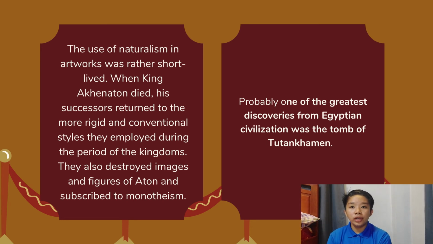So probably one of the greatest discoveries from Egyptian civilization was the tomb of Tutankhamen that was discovered by Howard Carter in 1922. So Tutankhamen was considered as a pharaoh or a king. So he became a king at such a young age and died at the age of 18. The team of Carter was very astonished to find gold artworks and that the coffin was made out of solid gold. The body of the young king was covered in linen and a gold mask covered his face.